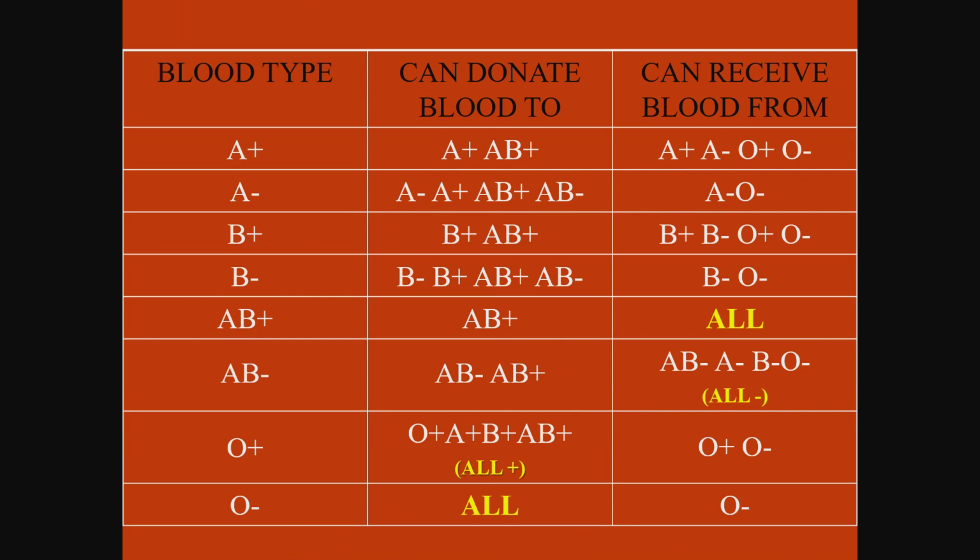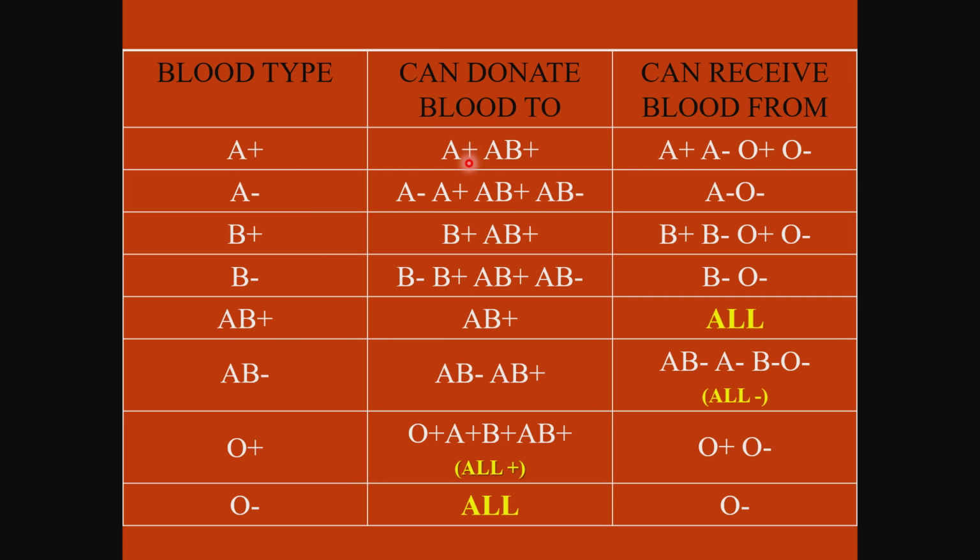So go ahead and use this chart to help you fill in your left page in your notebook. This is including the RH. So if you're positive, that means you have the RH. If you're negative, that means you don't. So this is who you can donate to and who you can receive from. So if you are A positive, for all of these actually, you can always donate to yourself and you can always receive from yourself. So that's easy, that's the given.